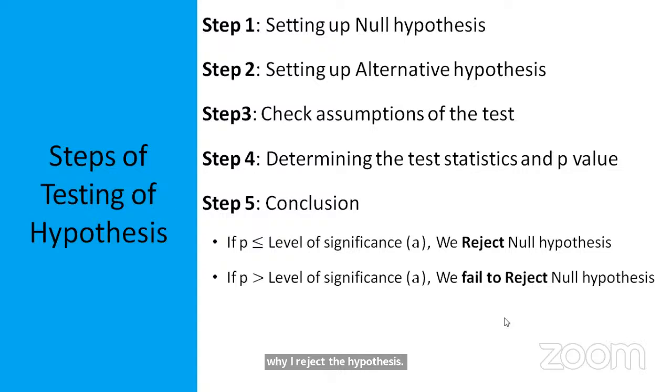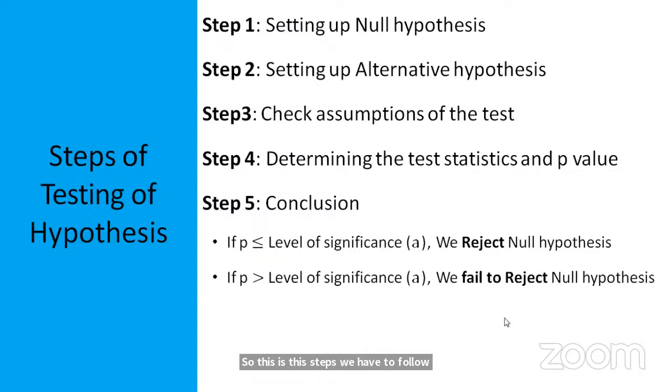If the p-value is greater than 0.05, that is, alpha equal to 0.05, then we fail to reject the null hypothesis. That is, we do not accept the alternative hypothesis. We fail to reject the null hypothesis. Sorry, we accept the null hypothesis. So these are the steps we have to follow for testing of hypothesis.